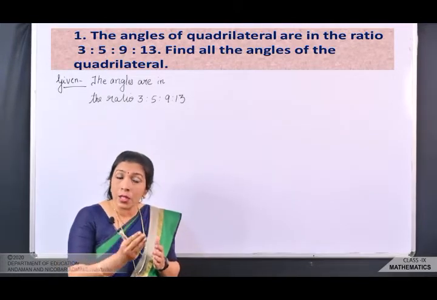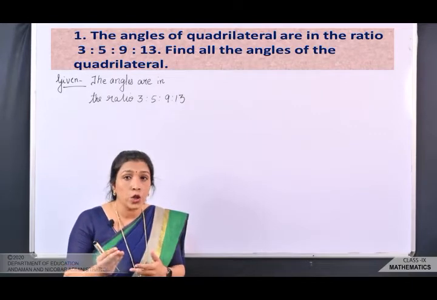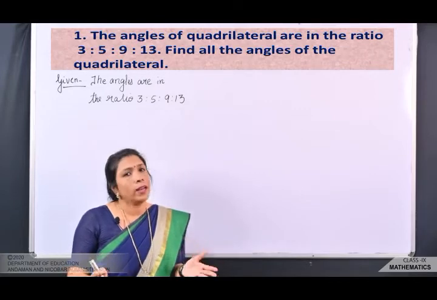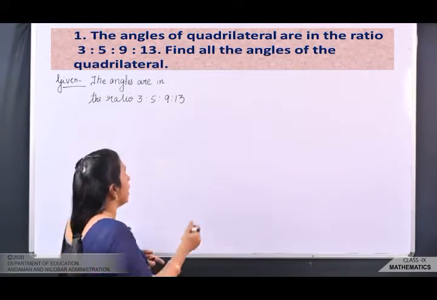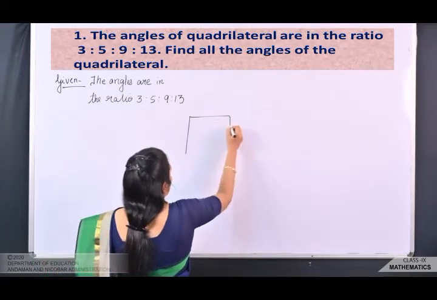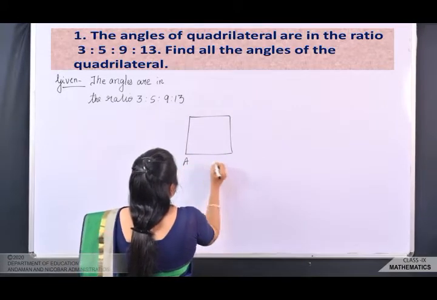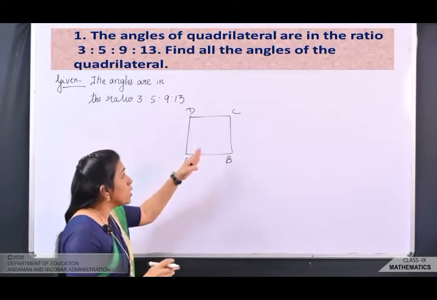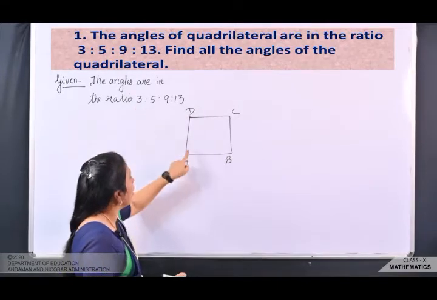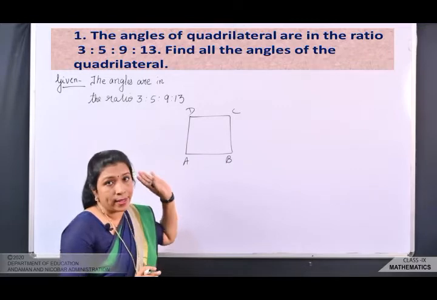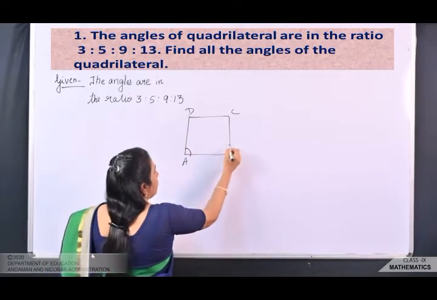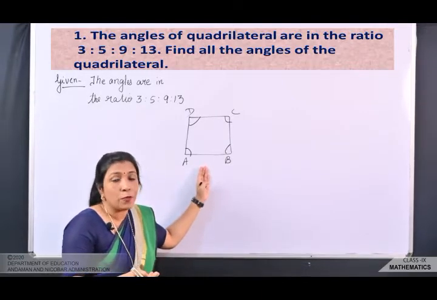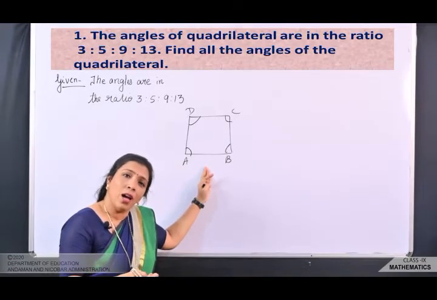That the angles of the quadrilateral are in the ratio 3:5:9:13 and you have to find all the angles. तो हम consider करते हैं कि let this be a quadrilateral. Let the name be A, B, C and D. Okay? And these four angles are in the ratio 3, 5, 9 and 13. Okay? So here what are we supposed to do? We just have to use the angle sum property of a quadrilateral.